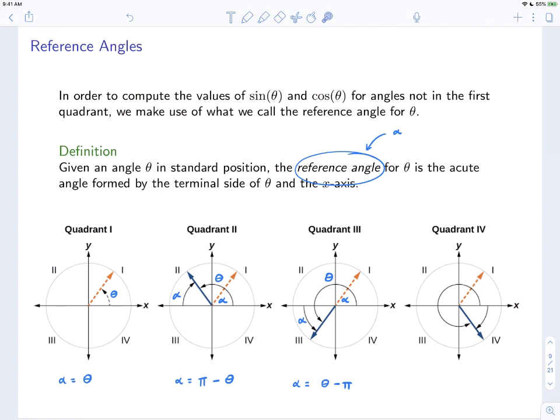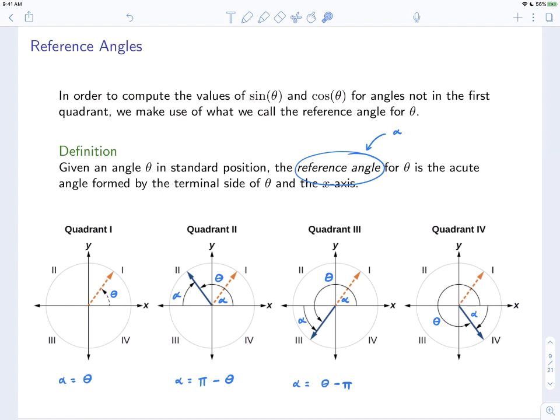In quadrant 4, theta, again, is the angle from the positive x-axis rotating counterclockwise till you get to the terminal side. So this is our angle theta there. Alpha is the acute angle made with the x-axis. So this is alpha. It's this angle here. The x-axis makes two angles with the terminal side of theta. One is here, this is our obtuse angle, and our acute angle is here, which we're calling alpha. Alpha is the measure of that angle.